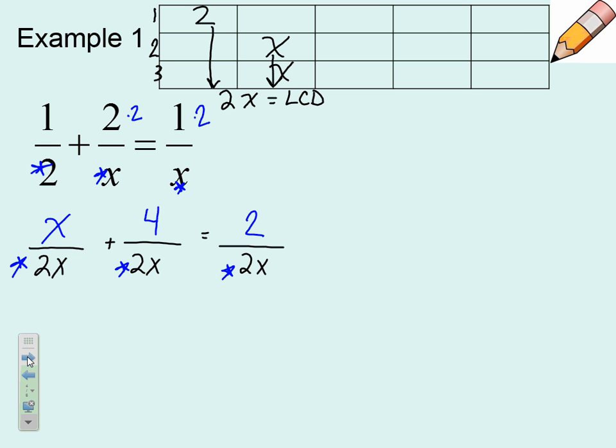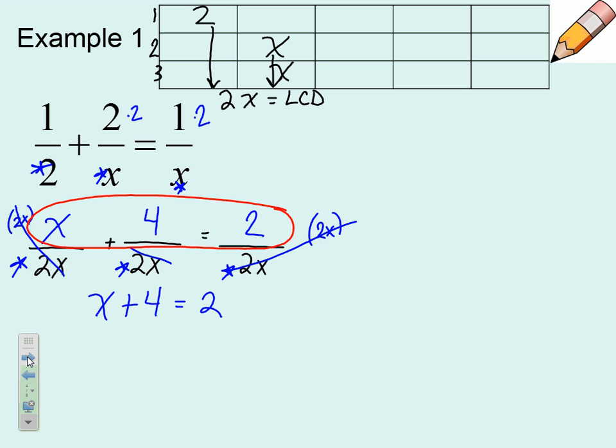Now if we look at what we have there, notice that the lowest common denominator is 2x, and it's the same on all three fractions. So if I wanted to, I could multiply both sides by 2x, which would cancel out these common denominators, leaving me with just x plus 4 equals 2. So once I have established common denominators, my brain can focus on solving those numerators, that equation up there, to figure out what the x value is.